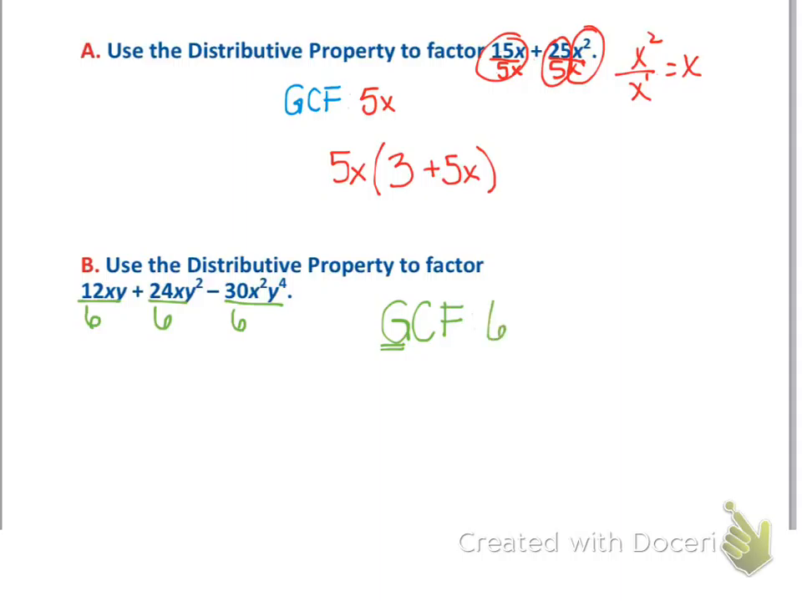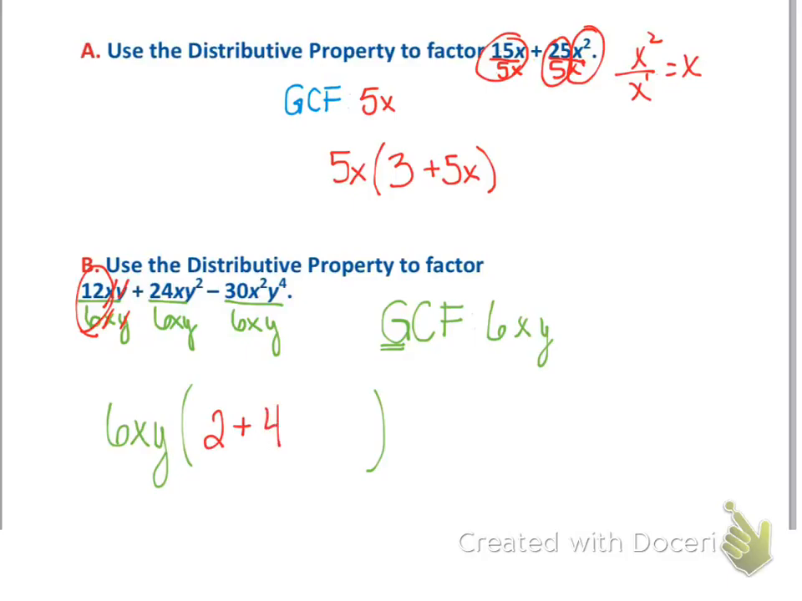And then we need to look at our variables. They all have at least one x, so I can divide everything by x. And they all have at least one y, so I can divide everything by y. So again, the GCF goes on the outside, and then the parentheses. I've got 12 divided by 6, which is 2. X divided by x cancels out. Y divided by y cancels out. Plus 24 divided by 6 is 4.